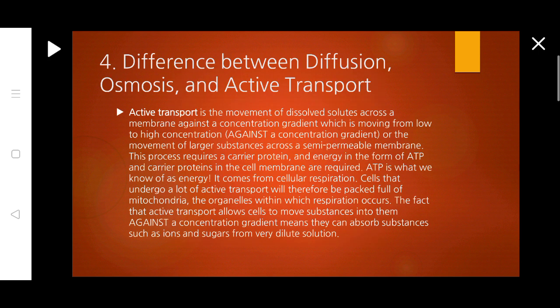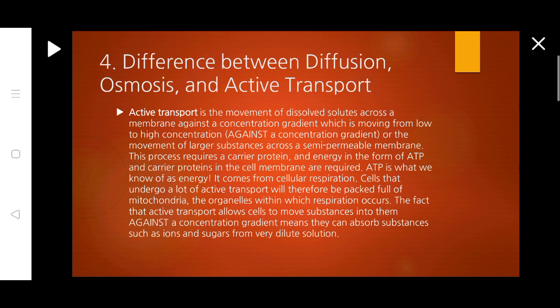And lastly is active transport. Active transport is the movement of dissolved solutes across a membrane against a concentration gradient, which is moving from low to high concentration, or the movement of larger substances across a semi-permeable membrane. This process requires a carrier protein and energy in the form of ATP, and carrier proteins in the cell membrane are required.